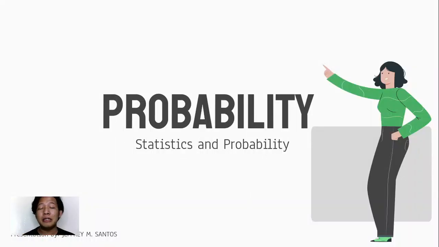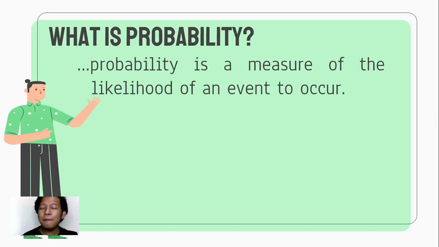Good day, everyone. So for today's video, we're going to discuss something about probability. First is we have to define what probability is. Probability is a measure of the likelihood of an event to occur. So what does it mean?